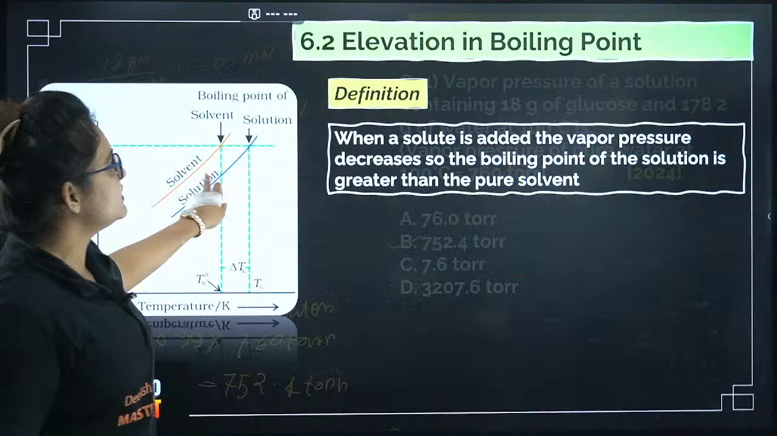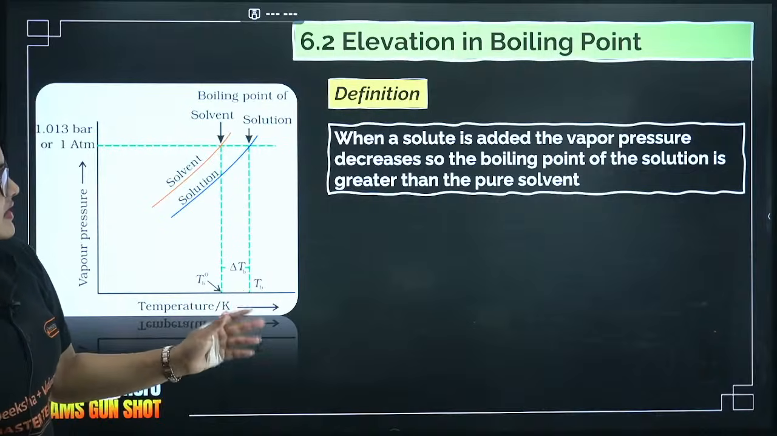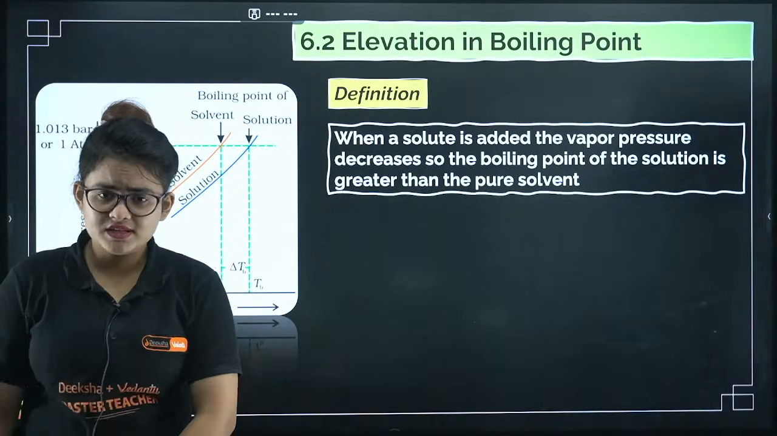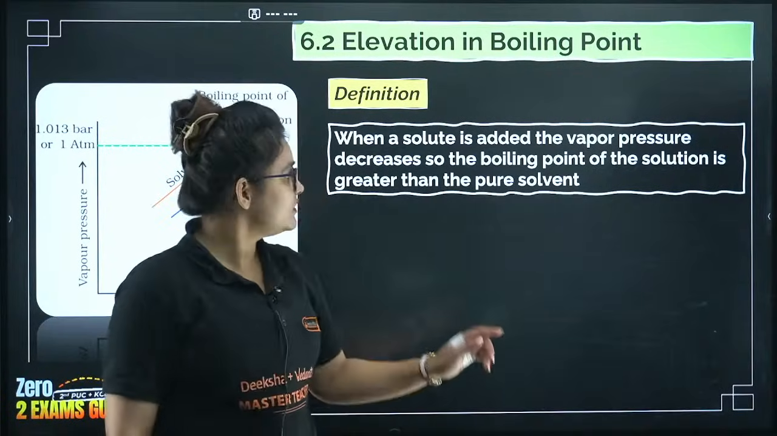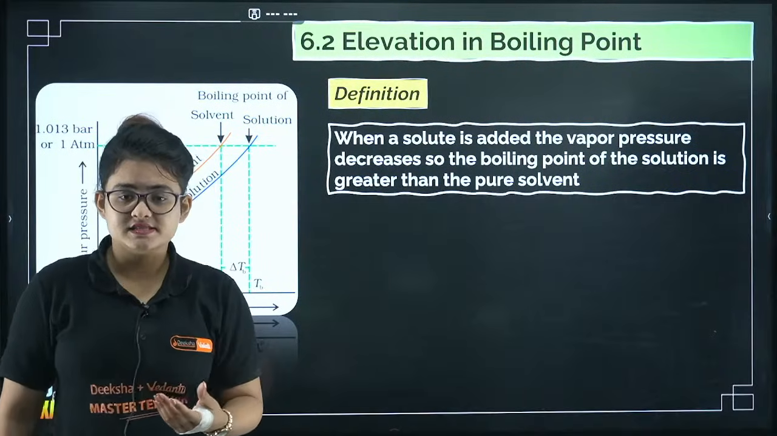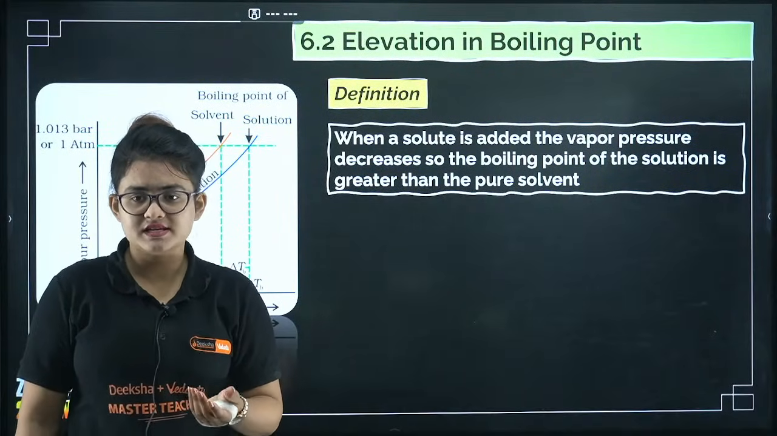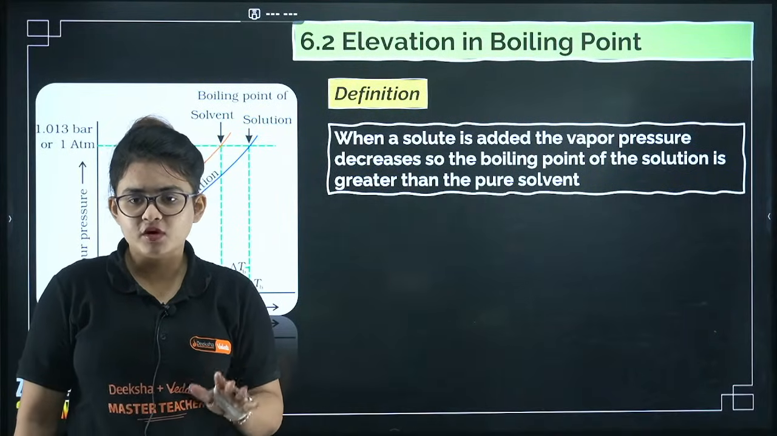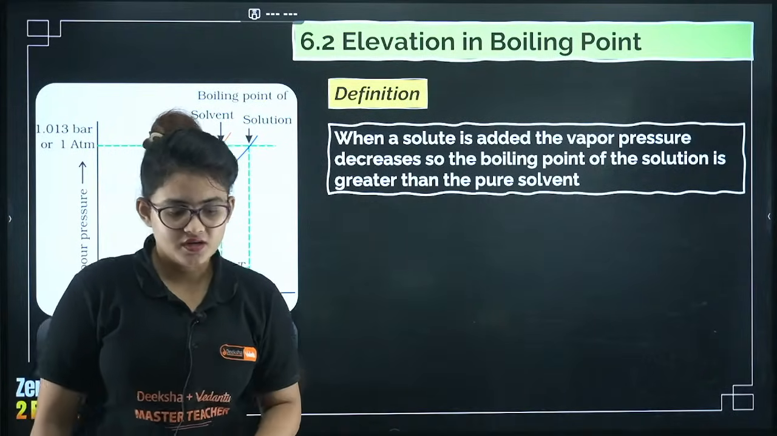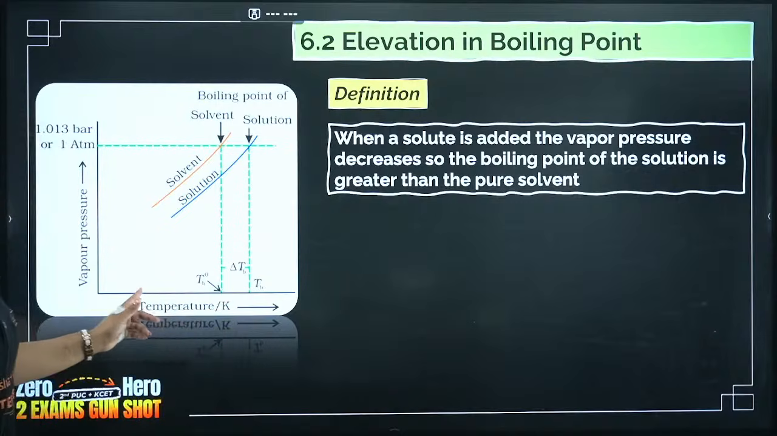Let's proceed further. So here you can see this is the elevation in boiling point, very important. You can see when the solute is added, the vapor pressure decreases. So once the vapor pressure decreases, the boiling point of the solution becomes greater than that of the pure solvent.